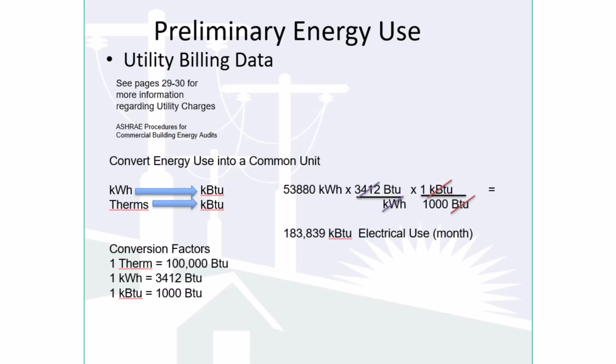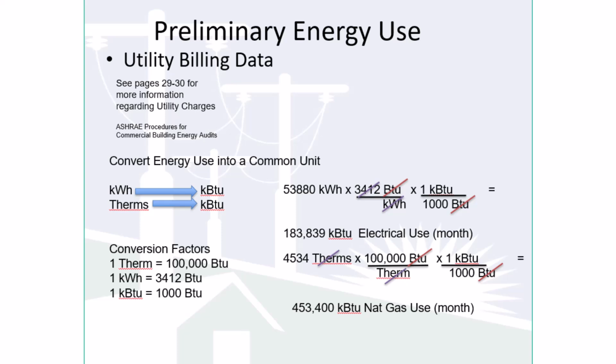So let's do an example. For February of that building that I showed you previously, there was 53,888 kilowatt hours of electrical use in the month of February. So we want to convert that to kBTUs, and using our conversion factors and doing the math, we get about 183,839 kBTUs of electrical use for that month, which happened to be February.